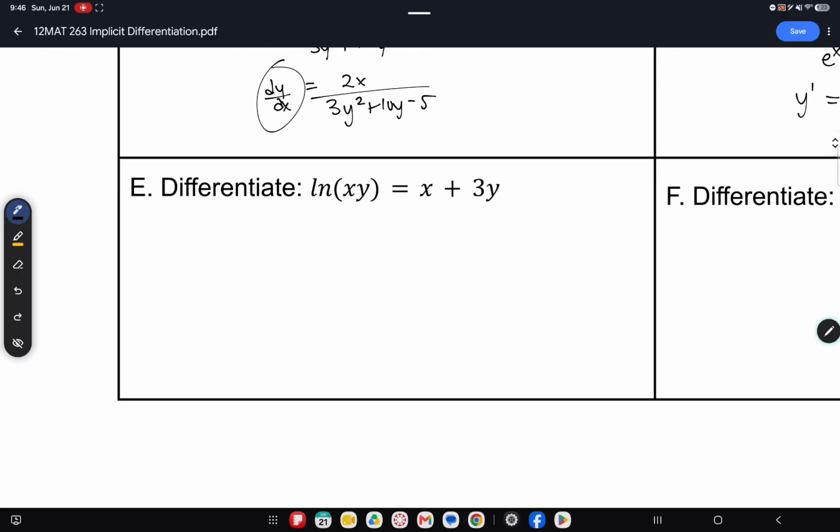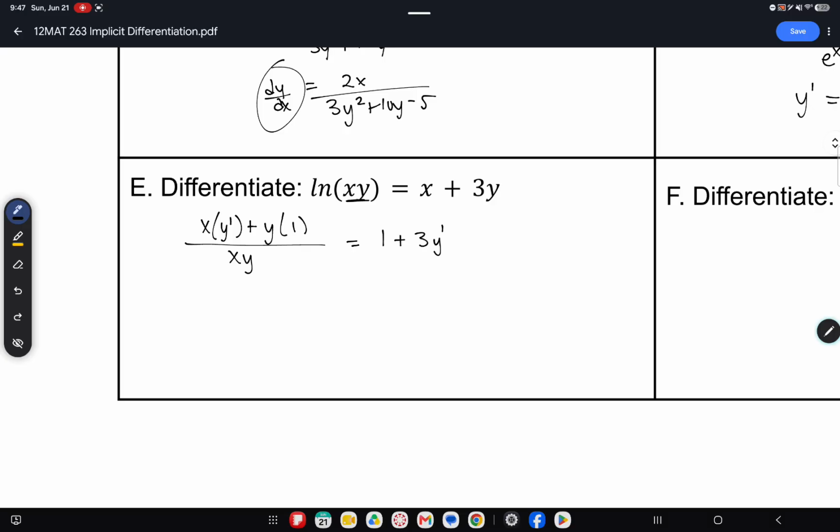All right, another one here. We have natural log, and then we have a product rule inside. So this is a u prime over u scenario. So u prime is the derivative of that inside. So left times derivative of the right plus right times derivative of the left all over u, which is just xy, and then equals 1 plus, and then 3y prime.